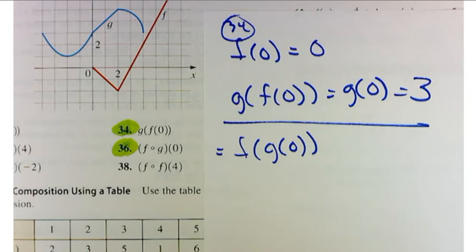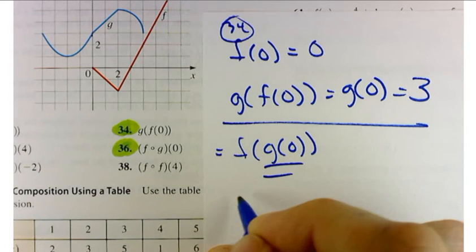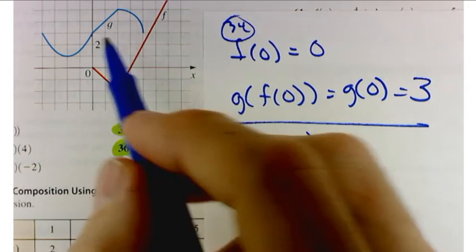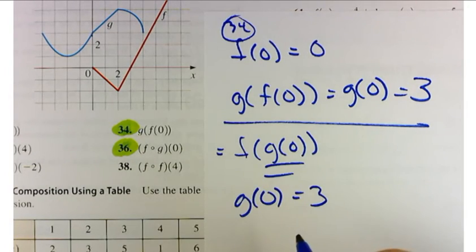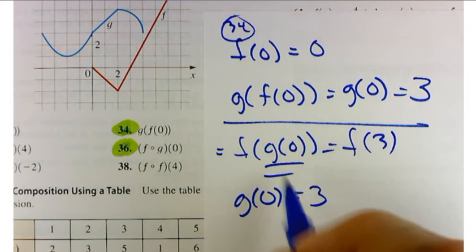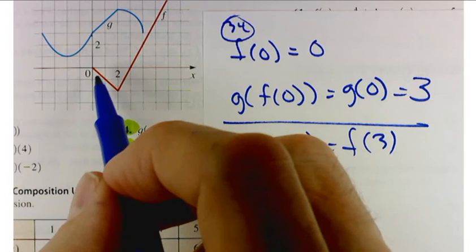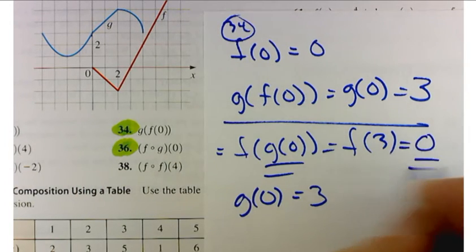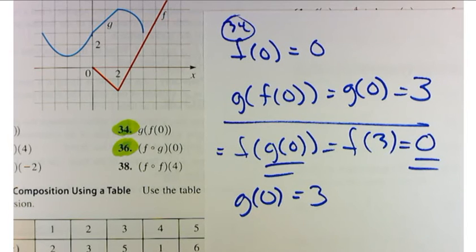Okay, so let's start with the inside part first. What's g of 0 equal? 3. So g of 0 equals 3. And then if I put that in, it means I need to find f of 3. f of 3, 1, 2, 3. What's it look like f of 3 is? 0. Somebody got 4.5. Are we okay with this one? Okay with that conclusion?